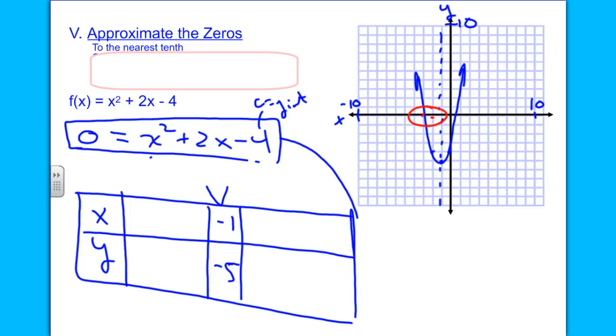Between -2 and -3. So give me some number, to the 10th place, where you think it might be crossing. Is it closer to -2 or -3? -3? And so how about -2.8? So that's what we're going to try. We're going to plug in -2.8 to get the y value.